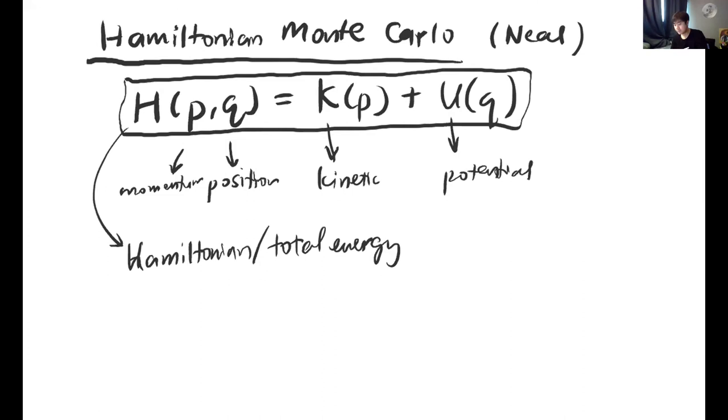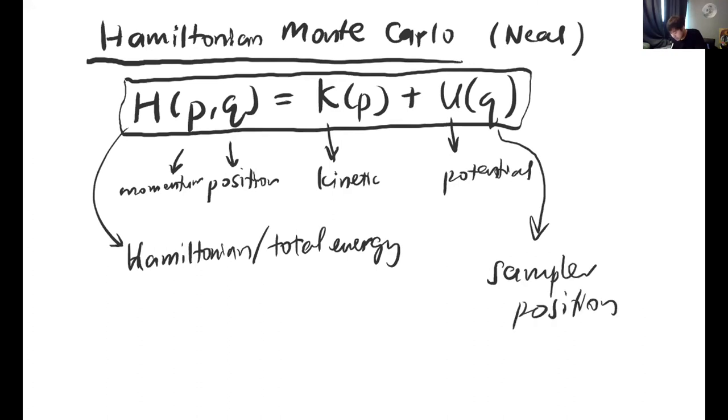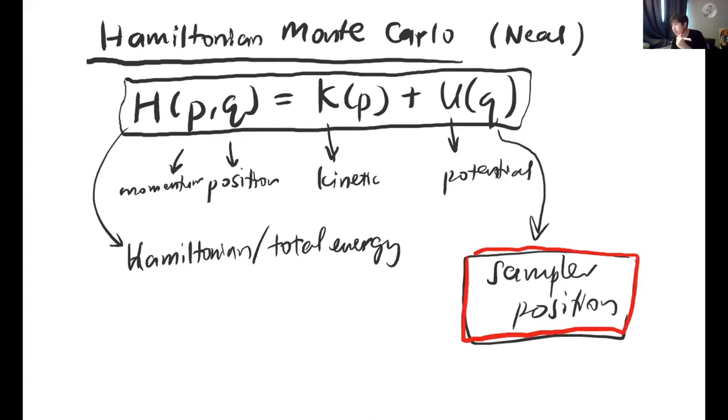I'm assuming that this Q corresponds to my sampler position, so the position of my sampler corresponds to the position of the particle, okay? And we can calculate some potential energy. We'll explain what it means. And then we will follow this equation where we will move the particle according to the rules of Hamiltonian mechanics.